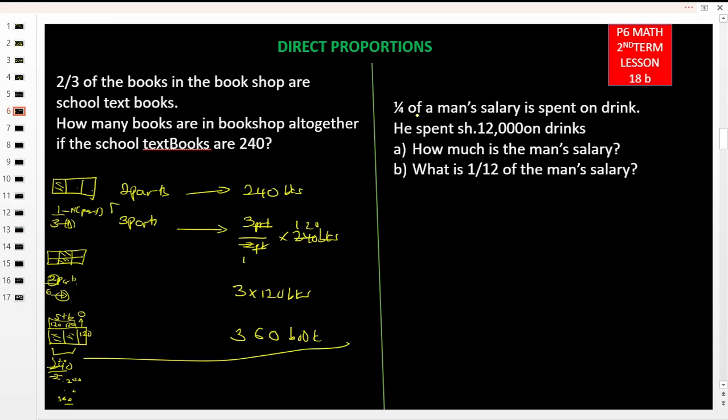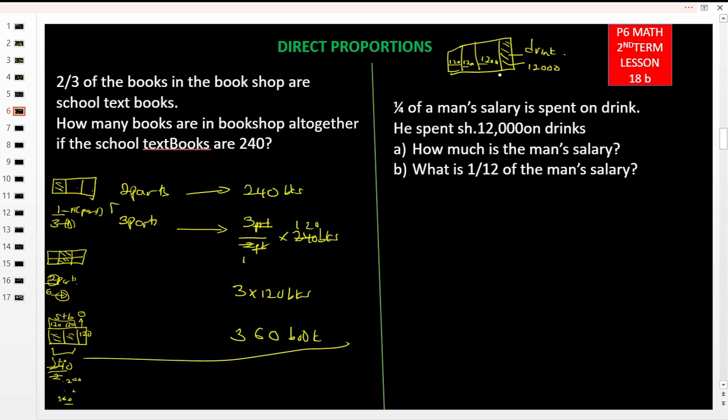Alright, so let us get this other example. 1/4 of a man's salary is spent on drink. Meaning that the man's salary was divided into how many parts? It was divided into 4 parts: 1, 2, 3, and 4. Then this one part was spent on drinking beer. They are saying this part was 12,000 shillings. Because we are dealing with fractions and we share equally, even here it is 12,000, even here it is 12,000.